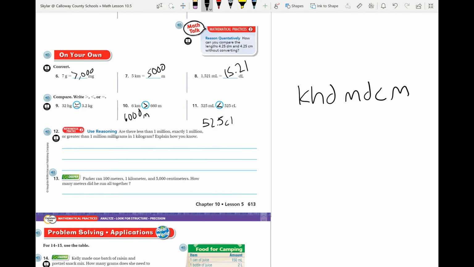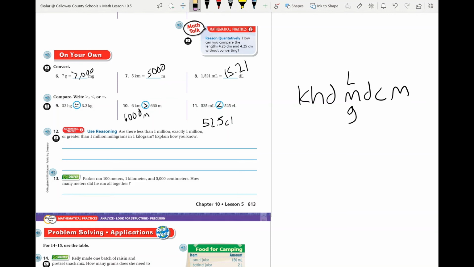So for number 6, 7 grams, you'd start in the middle since it's grams. Remember, this is going to be grams, liters, and meters. We're going to milligrams, so 1, 2, 3 to the right. We move your decimal 1, 2, 3 to the right. Kilometers to meters, again, that is 1, 2, 3 to the right. So we moved our decimal point 1, 2, 3 to the right.